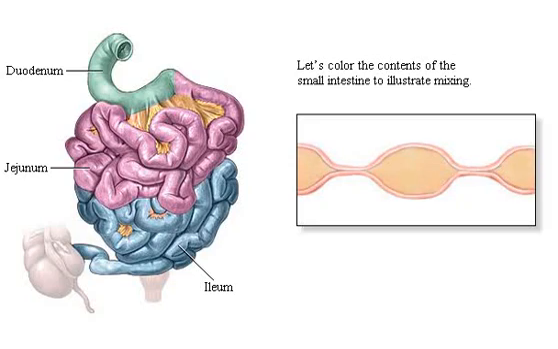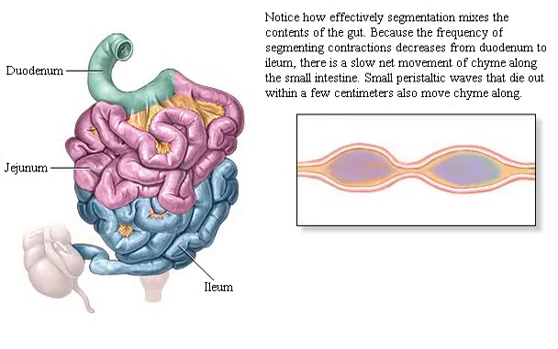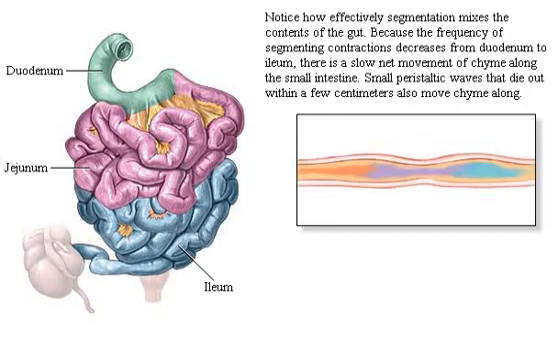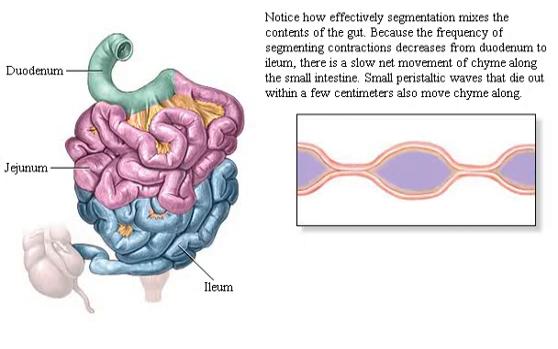Let's color the contents of the small intestine to illustrate mixing. Notice how effectively segmentation mixes the contents of the gut. Because the frequency of segmenting contractions decreases from duodenum to ileum, there is a slow net movement of chyme along the small intestine. Small peristaltic waves that die out within a few centimeters also move chyme along.